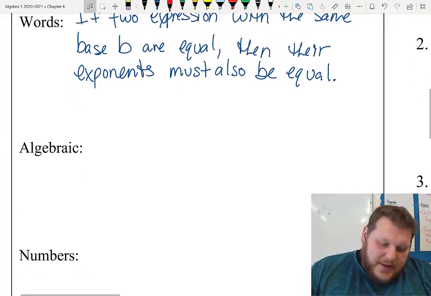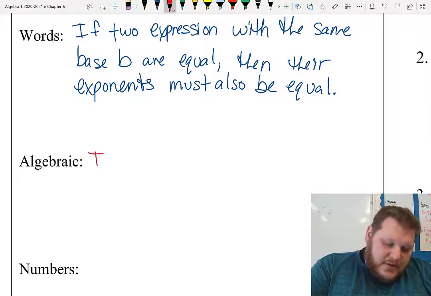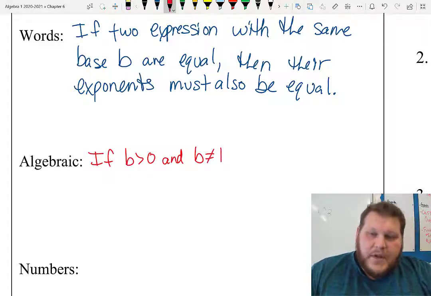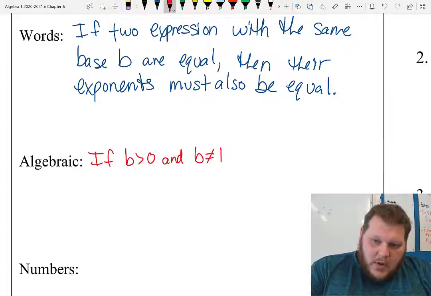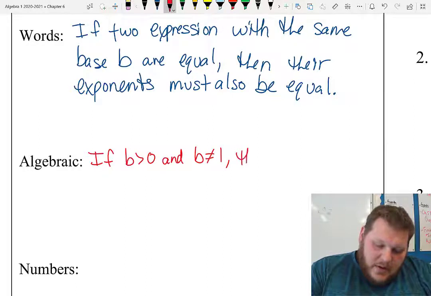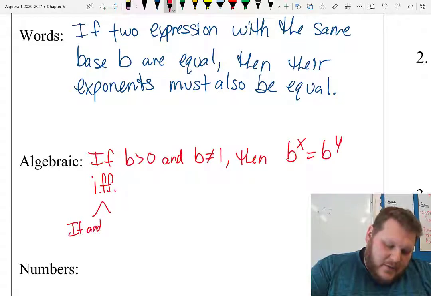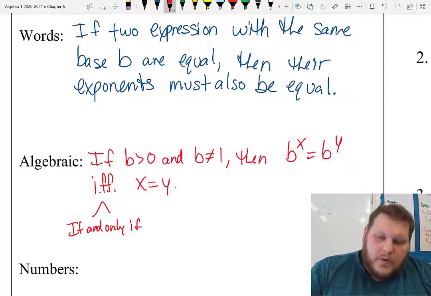So a little example here of what that would look like algebraically, what that definition says. If we have our b, our base, that's bigger than 0 and isn't just 1, so we have to have a positive base and not 1, same requirements as regular exponentials. If we have that to be true, then we know that b to the x power equaling b to the y power is true if and only if x equals y.